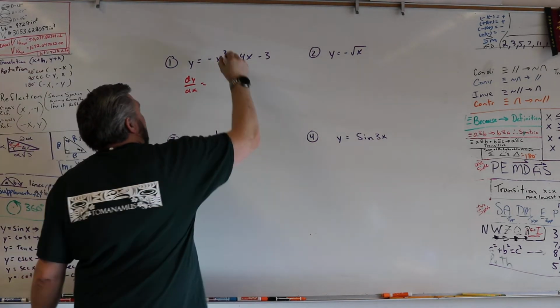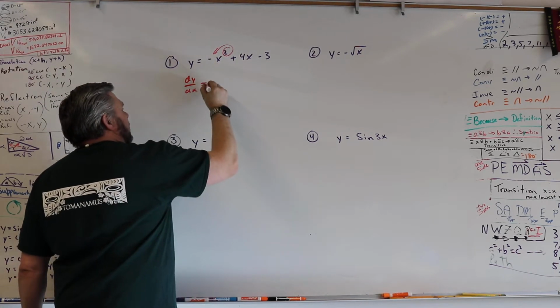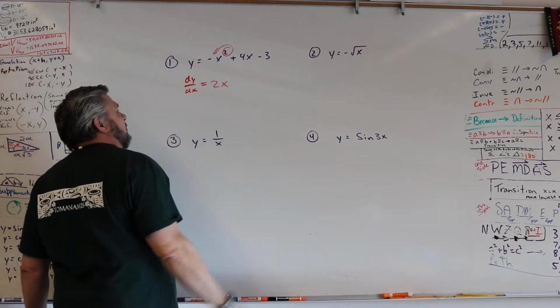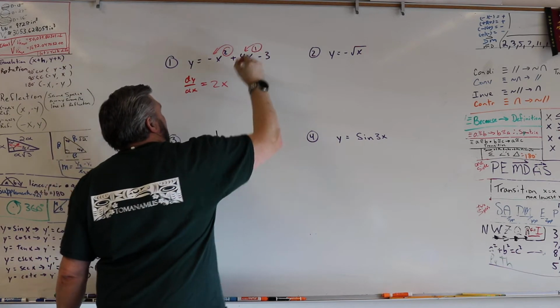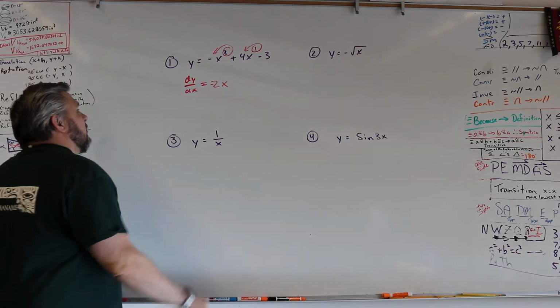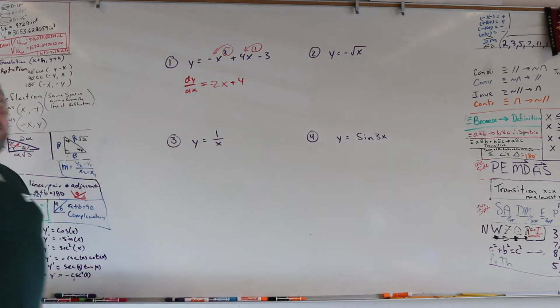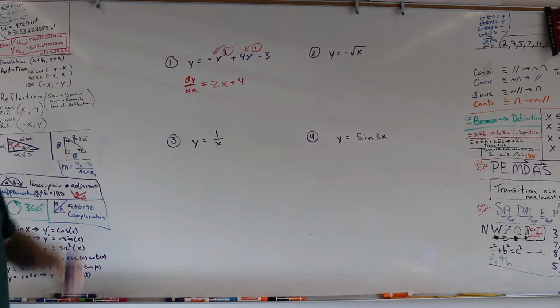Negative 2x. Forgot the negative. Negative 2x plus 4. That's it. I'm surprised I remember that. I was having a hard time.